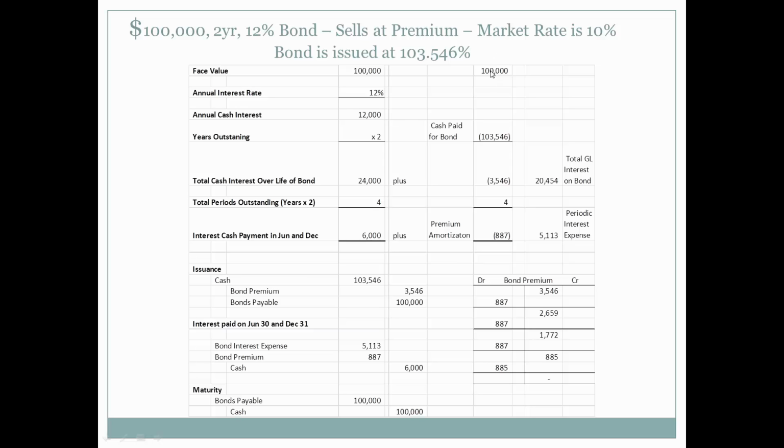So in this part of the calculation, we have the face value of the bond, and then we have the cash paid out for the bond. In both a calculation for the premium and the discount, we're going to subtract the cash paid for the bond. So our cash interest over the life of the bond is $240,000. To that, we are going to subtract the negative, or add the negative, $3,546.